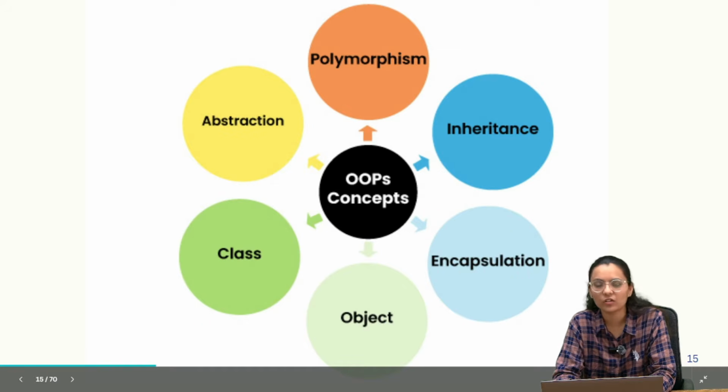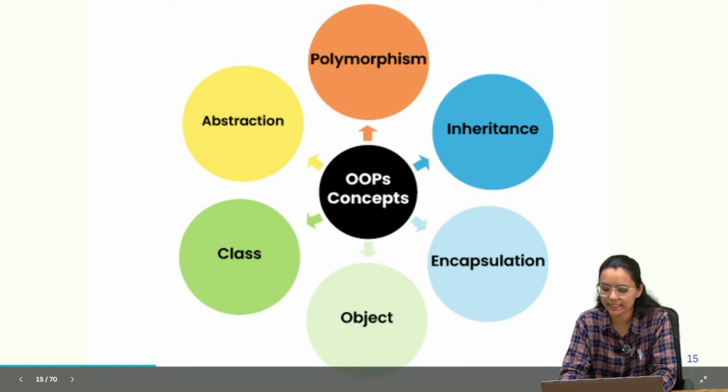In the Core Java series, now we are learning about the OOPS concept. OOPS stands for Object Oriented Programming Language. It is a paradigm based on the object. OOPS has concepts like class, object, encapsulation, inheritance, polymorphism and abstraction.